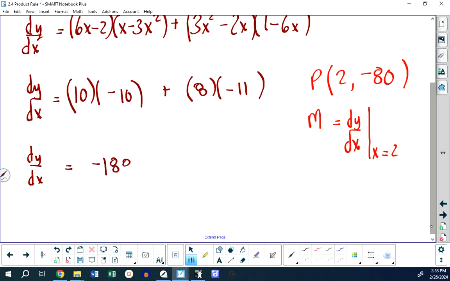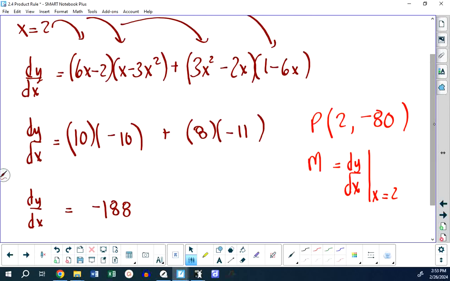And no matter how many years I teach this, I make this mistake. I think if somebody watched this they'd go, oh man, that's not true. And they're right. dy dx is not equal to negative 188. dy dx is equal to this. This is dy dx at x equals 2.